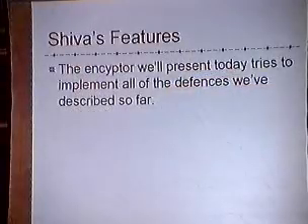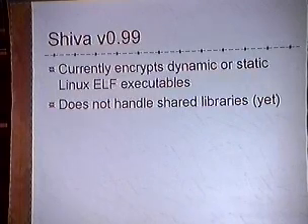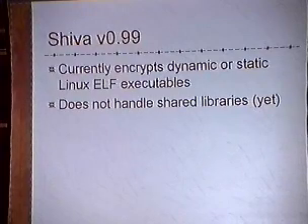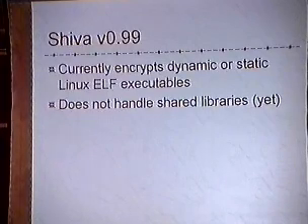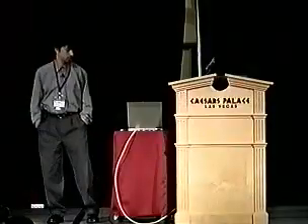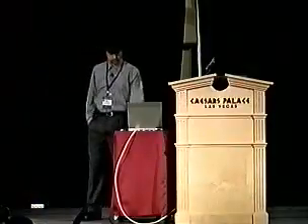So yeah, I'm not just talking about this for no reason. Shiva tries to do all of these, and it tries to implement all of the defenses I've talked about. We didn't quite make it up to Shiva version 0.99. I guess we're at 0.96, which is on your conference CDs. 0.97 should be out very shortly, which includes some pretty interesting changes. Not quite at a full release version of 1.0, at least not what I would think would be. So we'll see that sometime in the near future. What it does is it encrypts dynamic or static Linux ELF executables, but it doesn't handle shared libraries yet. So that's a future product for us to look at.